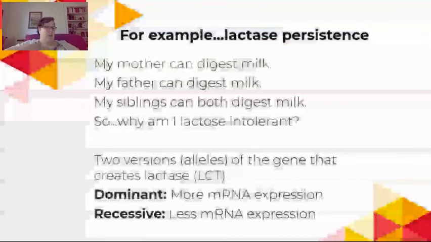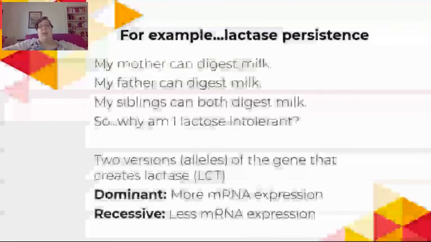So my mother can digest milk. My father can digest milk. My siblings can both digest milk. As we have discussed several times before in this class, I am lactose intolerant. We know that lactose is digested by the enzyme lactase. We know that an enzyme is a protein. We know that proteins are coded for by DNA. So somewhere there must be a gene whose job is to make lactase.